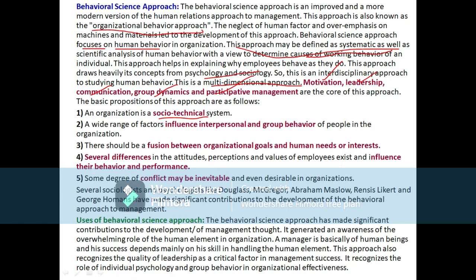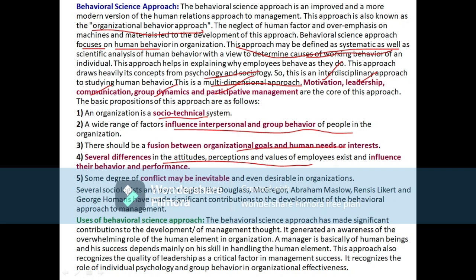Then, a wide range of factors influence the interpersonal and group behavior of people. Behavior means there will be certain factors which influence the behavior of either the individual or the group. Then there should be a fusion between organizational goals and human needs and interests, so individual goals should not be separated from organizational goals. Then, several differences in attitudes, perceptions and values of employees exist and influence their behavior. The way we think and the values of the employees all lead to differences in the behavior of people.